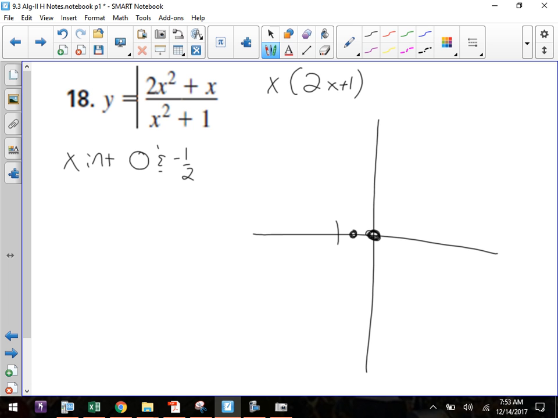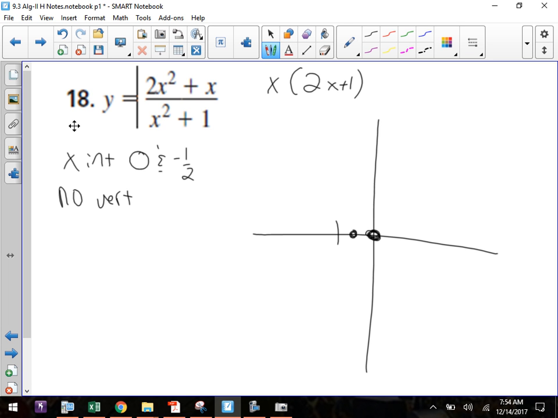Okay? My vertical asymptotes will be located at the zeros of my denominator. Well, in this case, my denominator is x squared plus 1. So do I have any real zeros here? No, I don't, so it's fine. There's no vertical asymptotes.